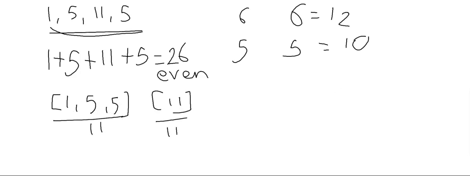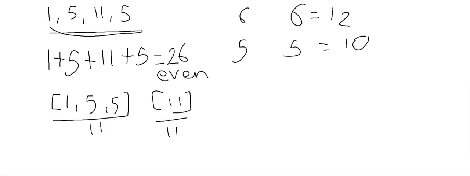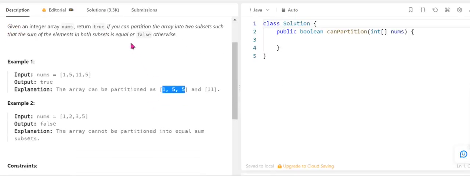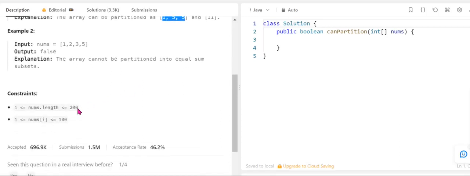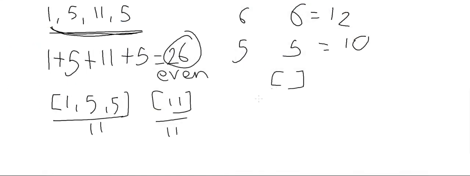We can do that, but let's see how. Okay, so if I get this sum even, then I need to find all the subsets for this array. So what are all the subsets for this array? Empty subset. Here, I think they might have a constraint that the subset cannot be empty. Let's see, do they have a constraint? If you can partition the array into two subsets, it says okay, it can be empty also. Let's find all the subsets.